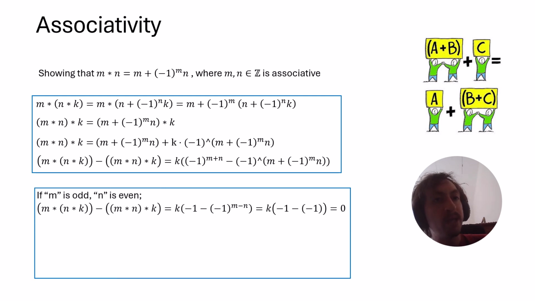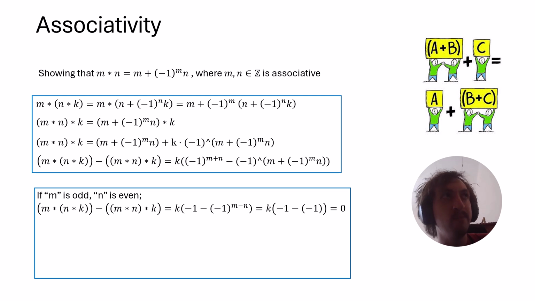So let's look at the first case. The first case is that the magnitude, or the size, of m is odd and the magnitude, or the size, of n is even. Now I'm using magnitude because m and n could be negative numbers.